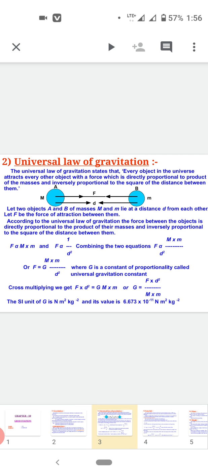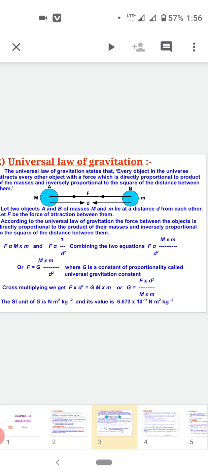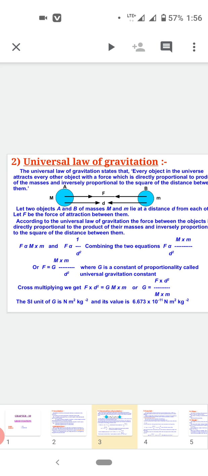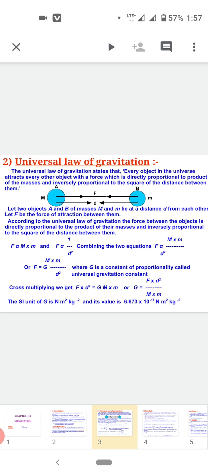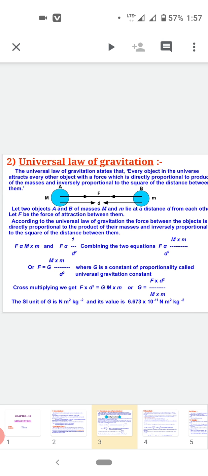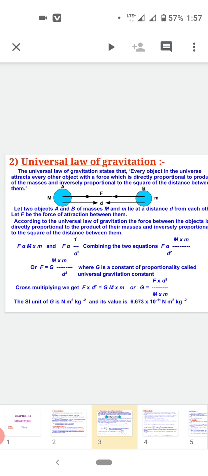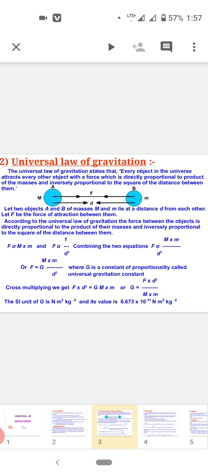The universal law of gravitation states that every object in the universe attracts every other object with a force which is proportional to the product of their masses and inversely proportional to the square of the distance between them. We calculate the force along the line joining the centers of the two objects.